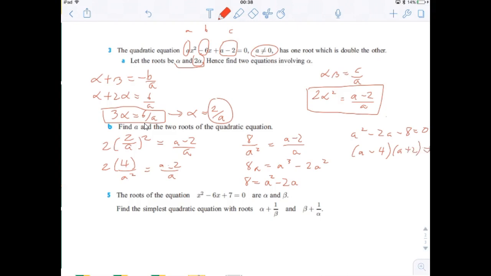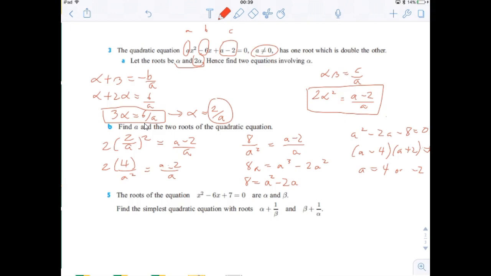Is that right? Let me check that. So negative 4 times 2 is negative 8. Negative 4 times a is negative 4a. 2 times a is 2a. And yeah, that worked out. So if a minus 4 times a plus 2 is equal to 0, that means a is equal to 4 or negative 2.